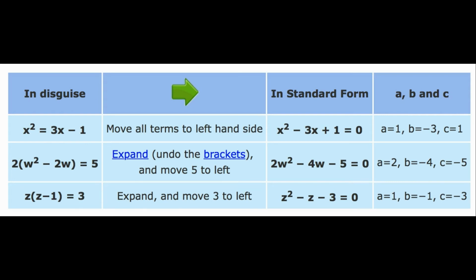For example, we have x squared equal to 3x minus 1. Let's change it to the standard form. We need to move all terms to left-hand side. So now it becomes x squared minus 3x plus 1 equal to 0. And then we can get a equal to 1, b equal to minus 3, and c equal to 1.